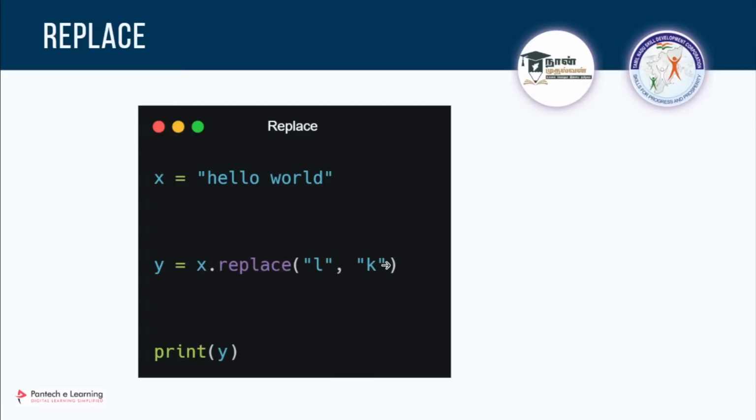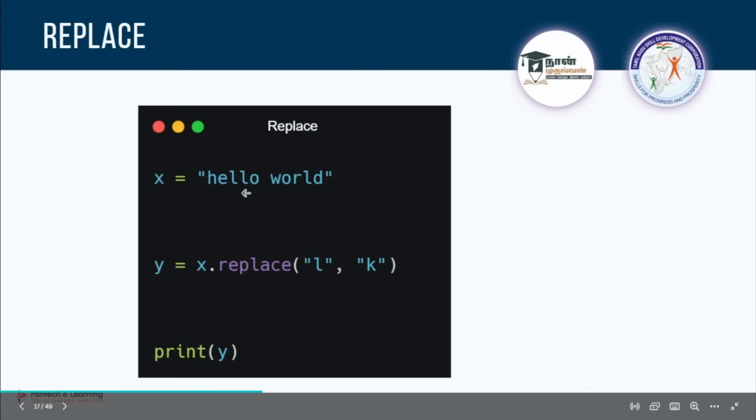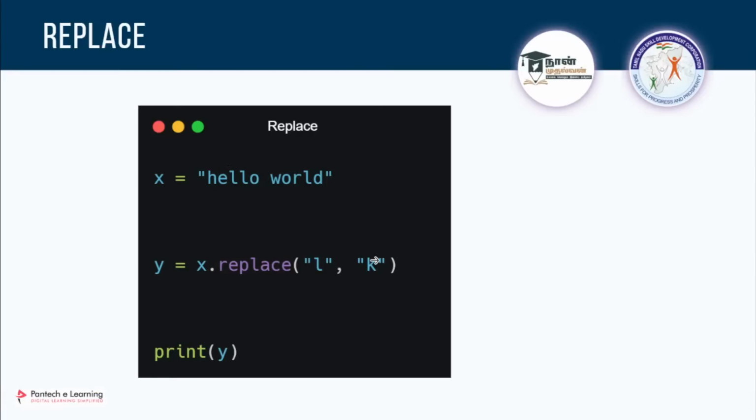The next one will be the new thing you are going to replace it with. If I mention these things, it will be stored in y. If I print that, it is going to return me the output. All this L will be changed to K. Like this, you can replace things.